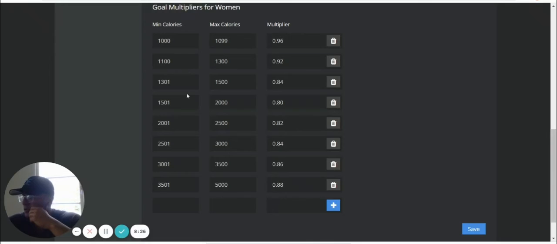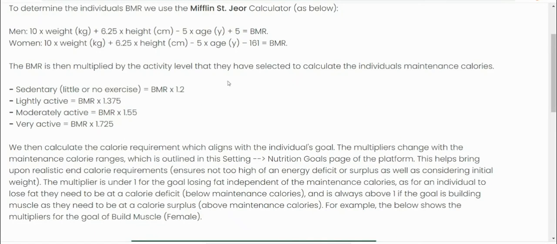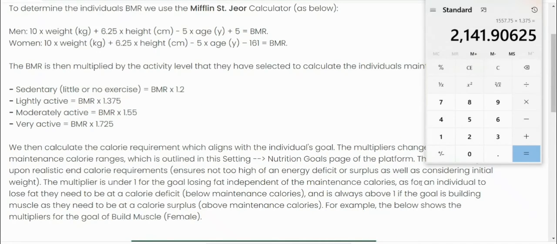So this particular individual, we said their maintenance calories were 2,100. So it falls in this category here, in this range here, 2,001 to 2,500 calories per day. The multiplier for that will be 0.82, right? 0.82. So that's what I'm going to use in this case. And let's go back to where we were. So I'm going to multiply this now by 0.82, okay?